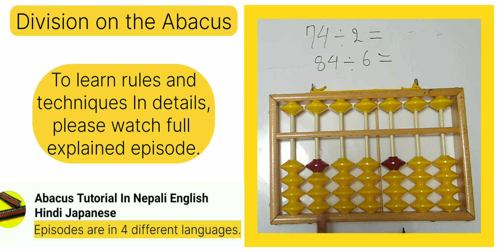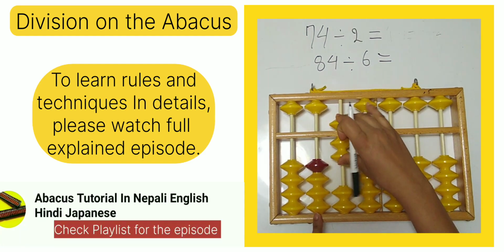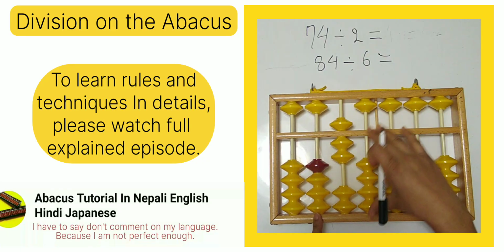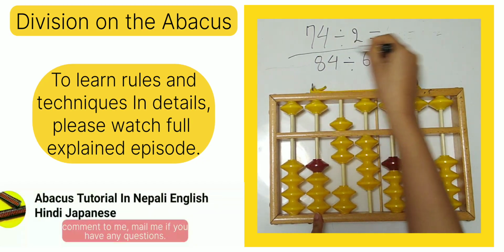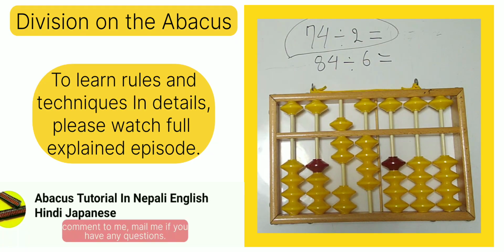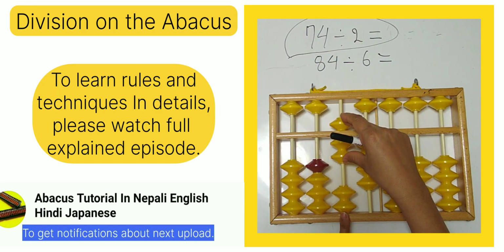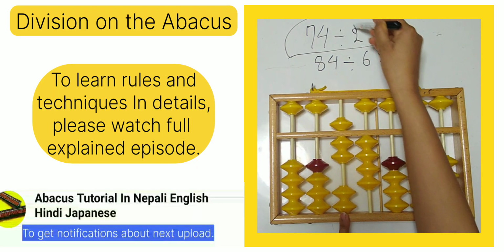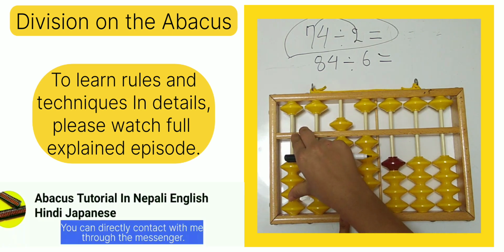So let's start. This is my marked rod, and I'm going to put my dividend on the Abacus: 7474. We are going to do this question. Put your finger on the 7 divided by 2. 7 divided by 2, your answer is 3.